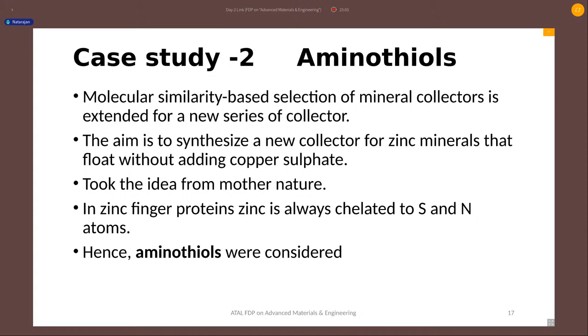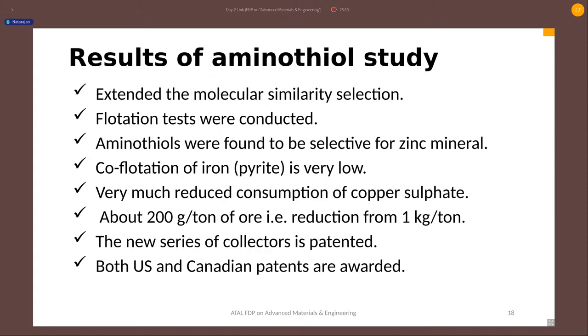We again built a virtual database, and these results were very, very encouraging. This new series of collectors promotes sphalerite without adding copper sulfate. In some cases where we need to use copper sulfate, we use only 2 grams in place of 1 kilogram. We have a collector which is very selective for sphalerite and didn't float any pyrite at all. Almost no pyrite came up, and the concentrate is very clean.